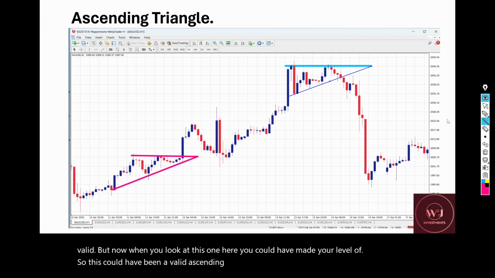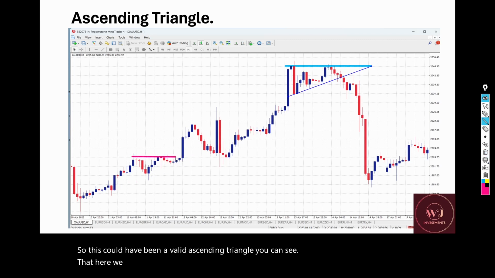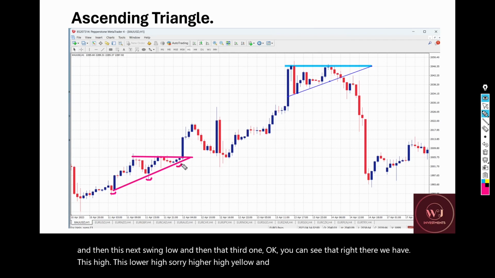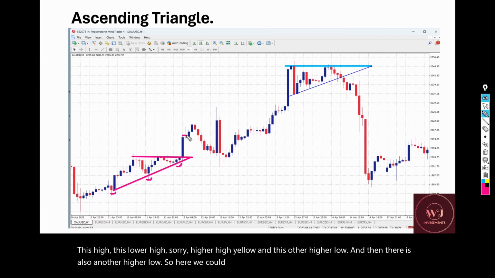You can see that here we have two short-term levels of resistance, and then here we have this swing low, and then this next swing low, and then that third one. Okay, you can see that right here we have this higher low, and this other higher low, and then there is also another higher low. So here we could make our buy entry right here.